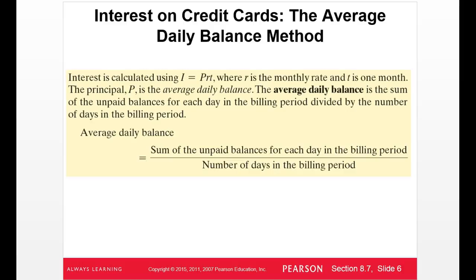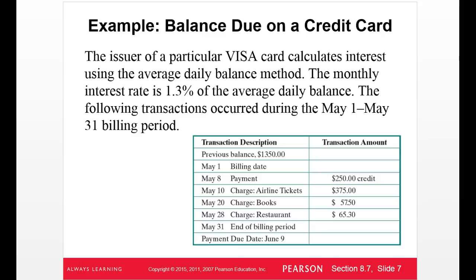Alright, so here is the average daily balance formula. We are taking the sum of the unpaid balances for each day in the billing period and dividing that by the number of days in the billing period. For example, if this was what we started off with, a $1,350 balance, on May 8th we made a payment of $250, and then we bought some airline tickets, some books, some supper, and we have those 3 charges against us. Right?